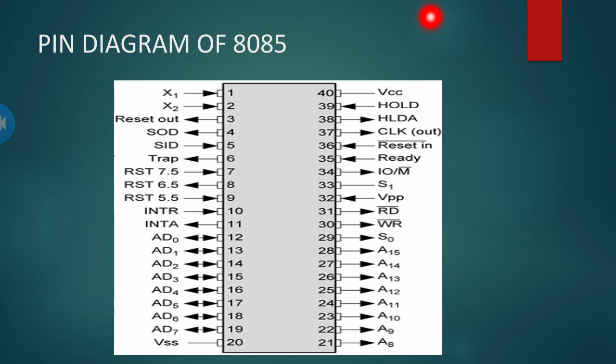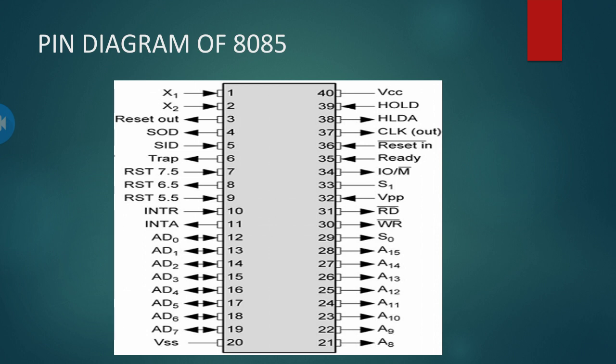Next, look at pin number 40, the VCC pin. VCC pin is used to provide voltage to 8085. Voltage means at what voltage the 8085 microprocessor operates. This is a very common exam question: what is VCC, or at what voltage does 8085 operate. So VCC pin is used to provide voltage to 8085, and 8085 operates at positive 5 volt. 8085 always operates at positive 5 volt.